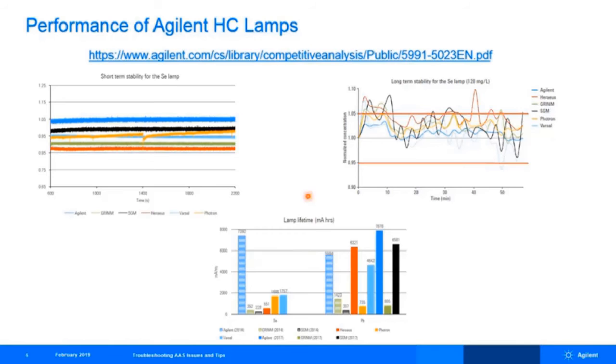On the lower chart, we're showing the lamp lifetime for both the selenium and the lead lamps. The Agilent lamp, shown in the blue colors, gave the longest life for both of these elements, well over 4 times longer than the nearest competitor for the selenium lamp, shown here, and around 20% longer than the nearest competitor for the lead lamp. So you can see there are some real advantages in working with the Agilent hollow cathode lamps.